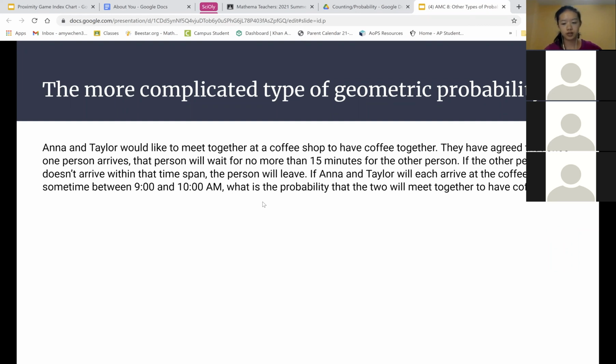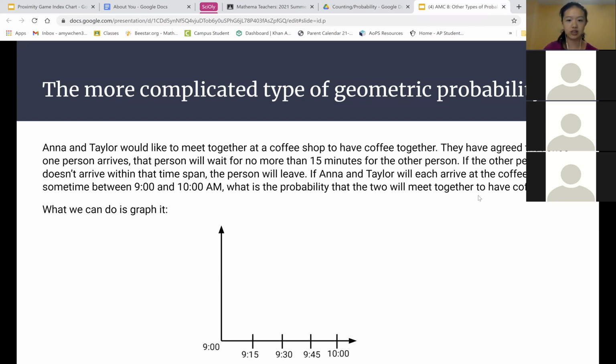This question is hard because time is continuous. It doesn't increment in 1-minute chunks or something like that. It's continuous. So what we can do is graph it. We first set up our axes, and let's put times on the x-axis. We can mark 15-minute intervals, though it doesn't really matter. These are the possible times when Anna can arrive. If we do the same on the y-axis, these will be the times that Taylor can arrive. And here are grid lines.